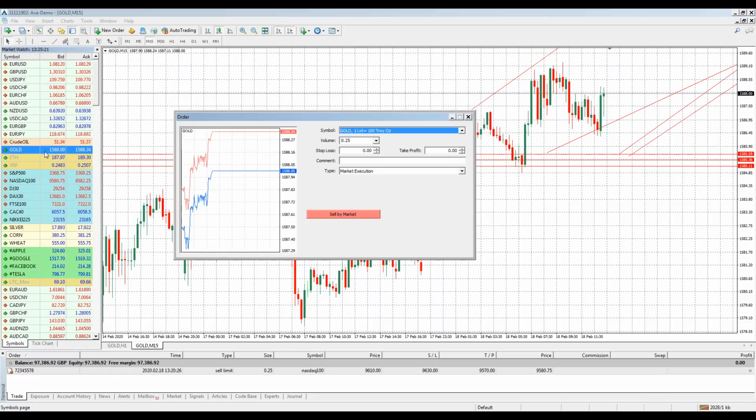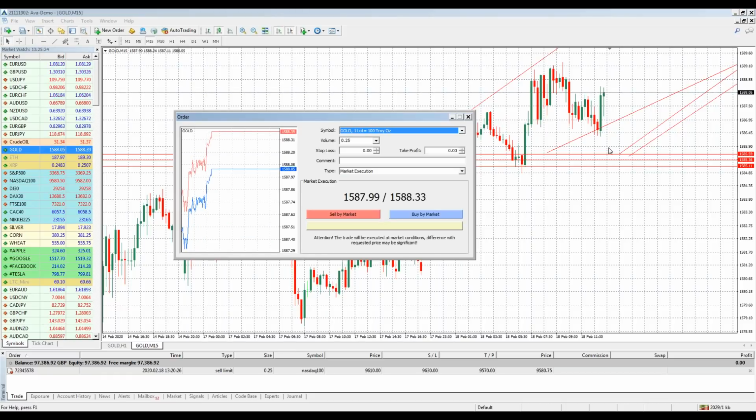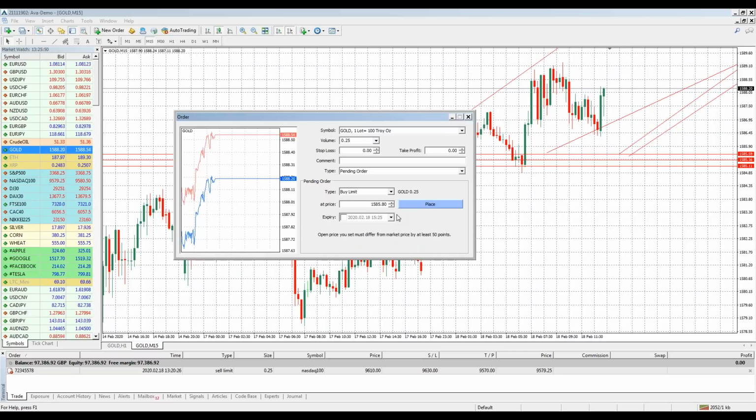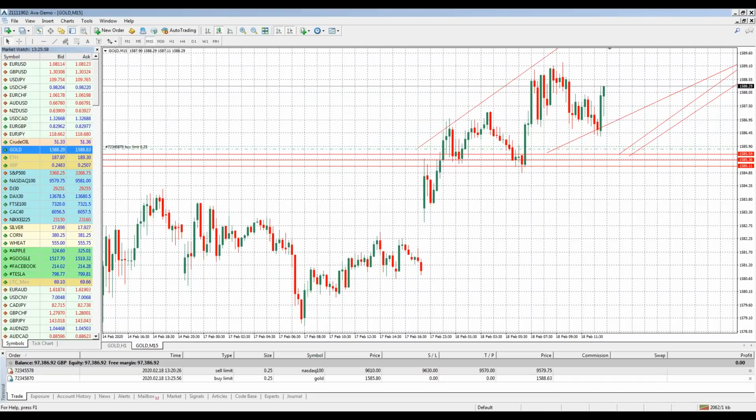Let's do it. I'll show you. If you wanted to prepare in case gold drops down to buy from that support level, pending order, buy limit, buys from a lower point. And so let's say if it drops to 1585.8. And when I'm setting up these hypothetical trades, I'm not saying you should take these exact trades. Okay. It's the concept I want you to understand. And so place. Okay. There's my pending order.